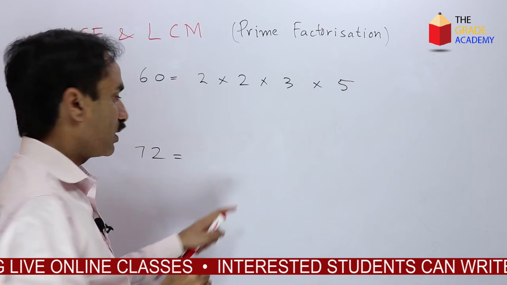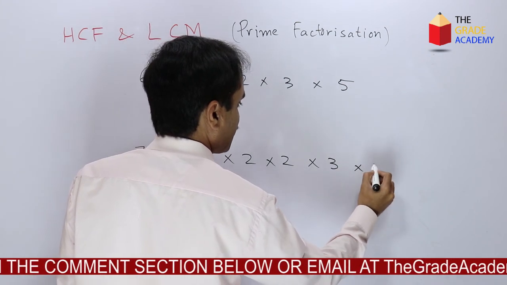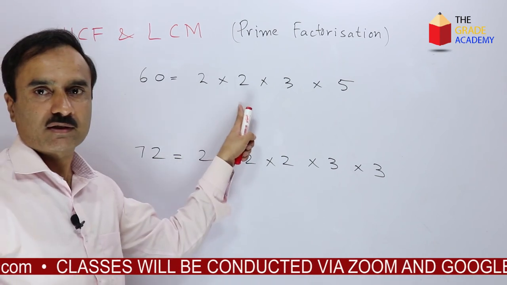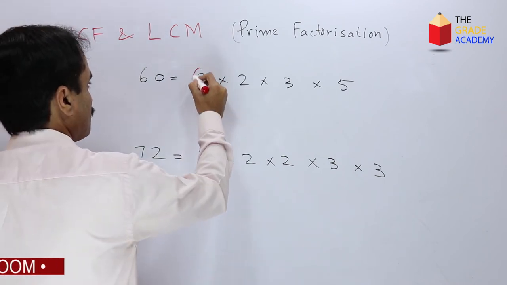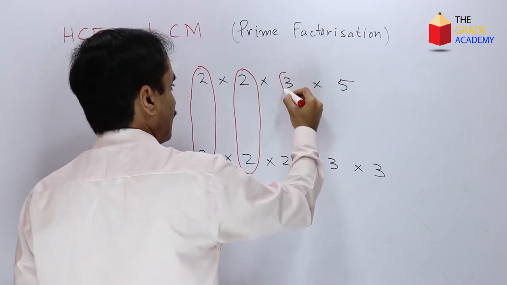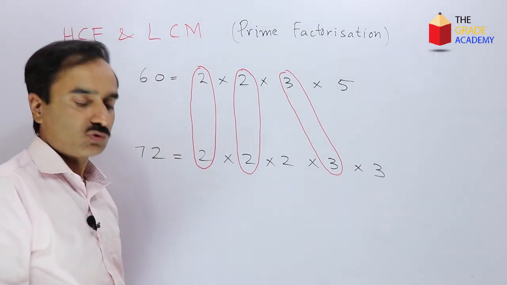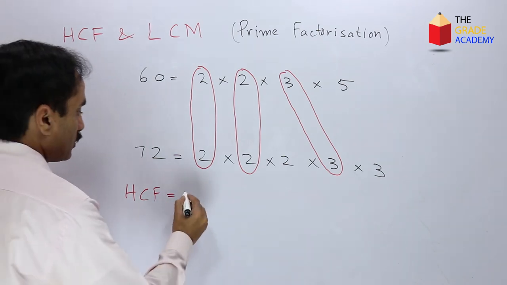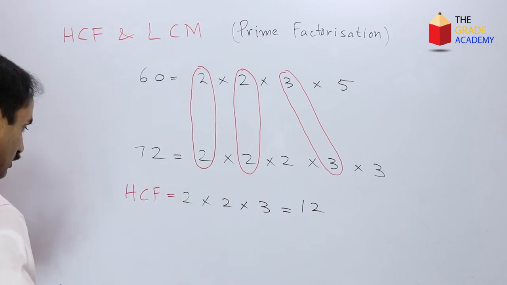Similarly, the prime factors of 72 are 2 times 2 times 2 times 3 times 3. So now, in order to find HCF, first of all, we take the numbers which appear as factors of both 60 and 72. And these numbers are 2, this 2, and 3. So these are the factors which appear in both of these two numbers. So HCF is equal to 2 times 2 times 3, which is 12.